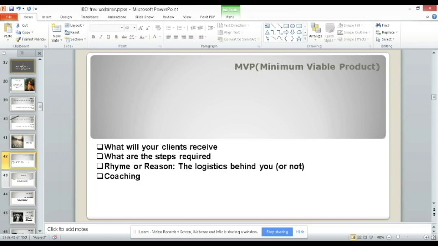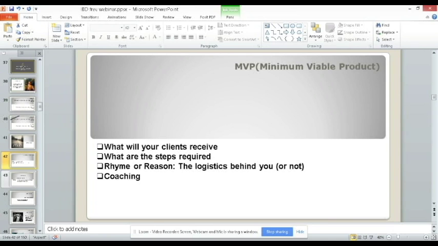Take a map, not a literal map, of course. Take a sheet of paper, write A on one side, write B on the other, turn it landscape. On the A side, tell me where they are. Where are your clients at now? Your potential clients, of course. And on the B side, tell me what your product is going to get them. Where will they be at the end of it? What will they have accomplished? And so that's where you'll get your steps.